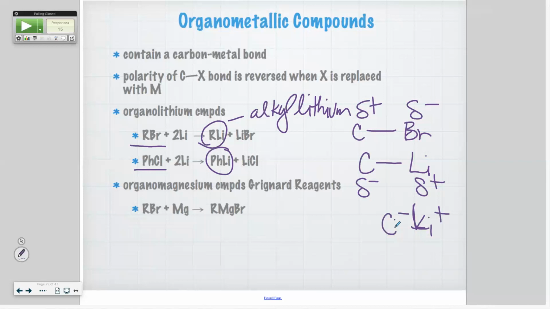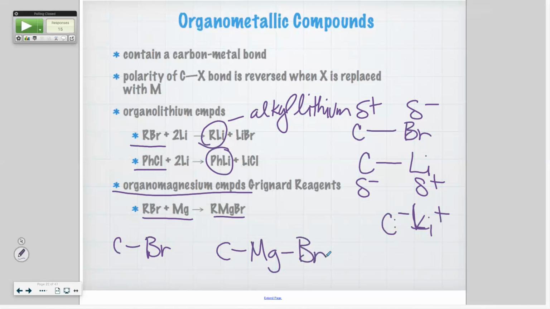Okay, the same thing is true when you make organomagnesium compounds. These are called Grignard reagents. Okay, notice the difference between making a Grignard reagent and making the alkyl lithium. You add the magnesium, but does it replace the bromine? It goes in between. It inserts itself in the bond. So instead of this, we're now going to have this, where it's in the middle.